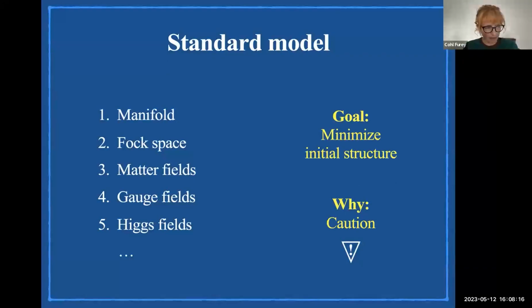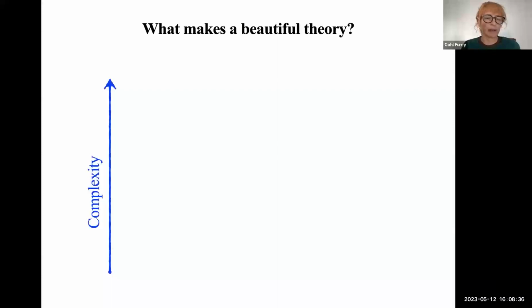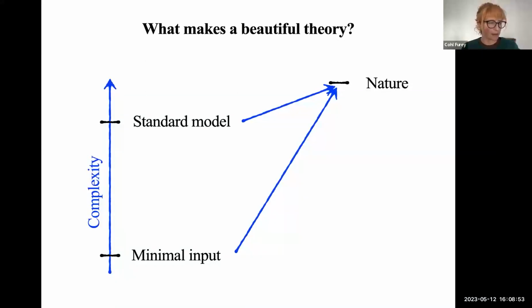Now, another reason that we might consider aiming for a minimalistic theory is for reasons of beauty. So it's my personal opinion that mathematical elegance is a valid guide in model building. But the question is then, who gets to decide what elegance is? My personal take is that a more beautiful theory is one that compresses the physical data more efficiently. So in the case of the standard model, we have described aspects of a very complex natural world by using a very complex theory. What would be more beautiful in my mind is a minimalistic set of initial inputs that could still output the same predictions.